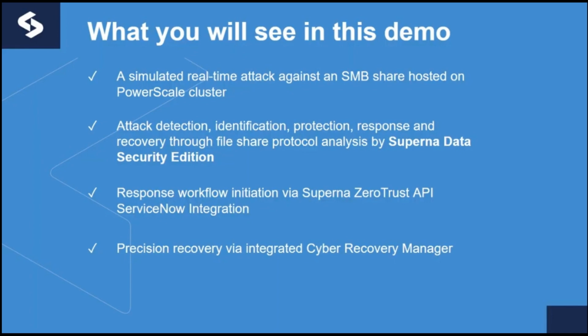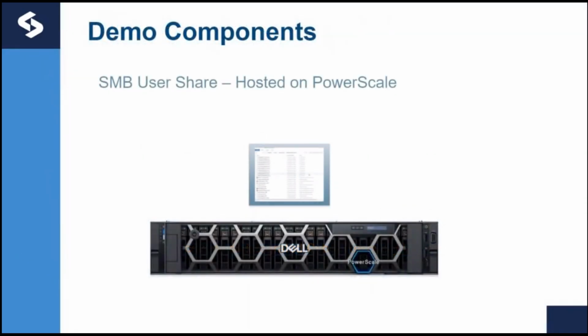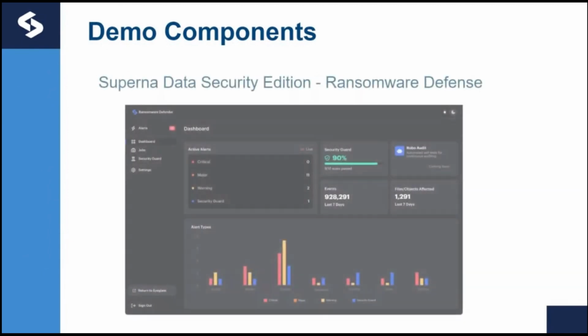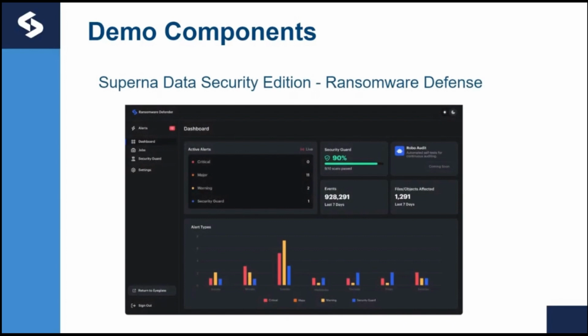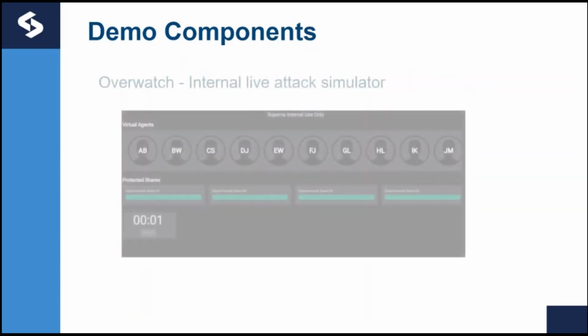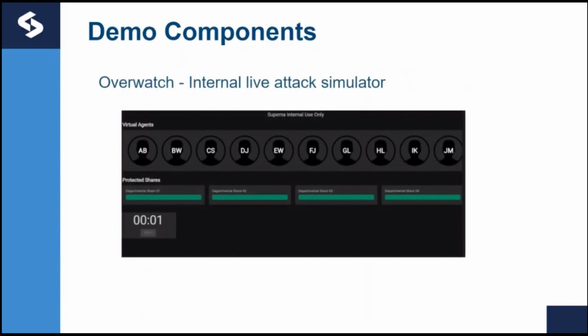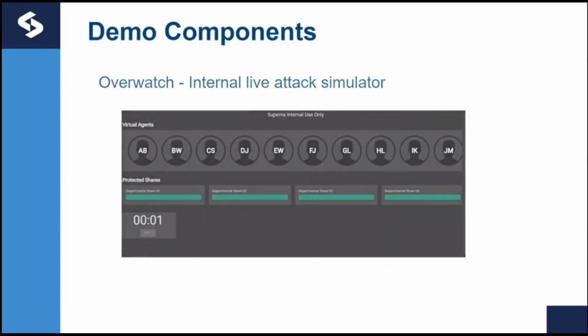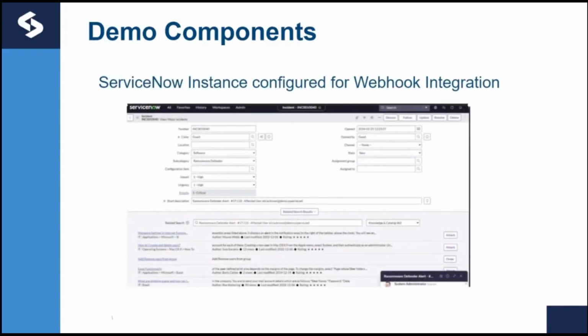This demo consists of an SMB share hosted on the PowerScale platform, being used for large-scale AI workloads, the ransomware defense module in Superna's Data Security Edition, an internally developed tool called Overwatch simulating live ransomware attacks, and a ServiceNow instance configured for webhook integrations.